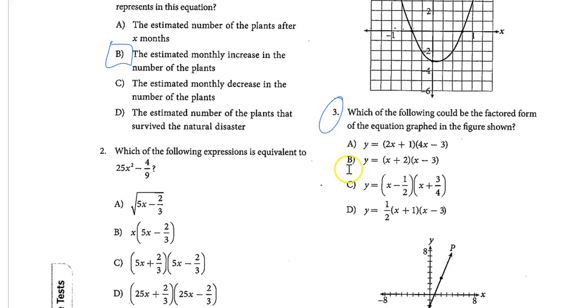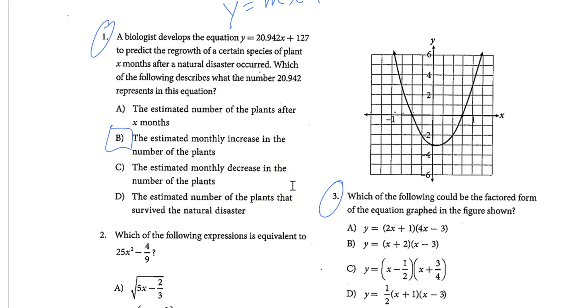Alright, so we're looking at question 3 next. Which of the following could be the factored form of the equation graphed in the figure shown? So first thing here, whenever we're given a graph, is we have to figure out the scale. So we look at our x-intercepts here. I'm seeing that 1, 2, 3, 4 jumps represents getting to the number 1. So if I think about that, each grid line here, each jump represents 1/4.